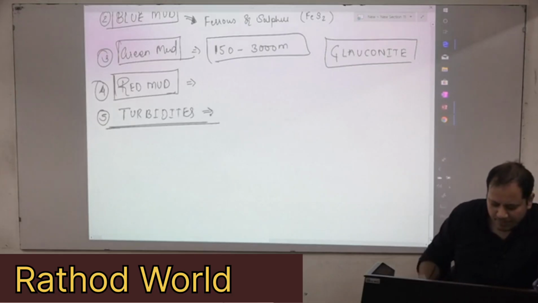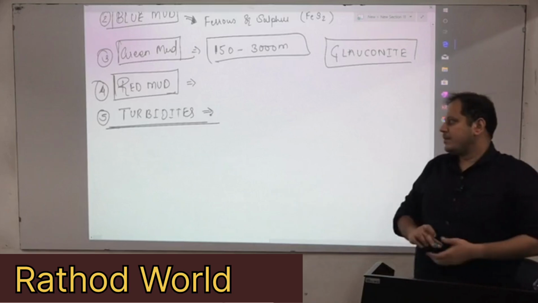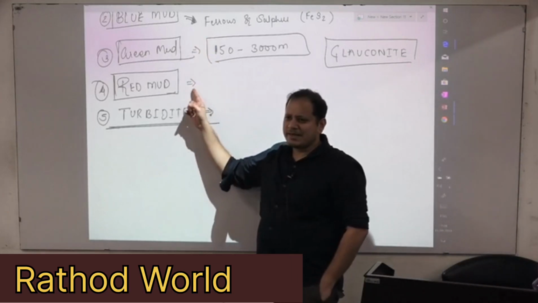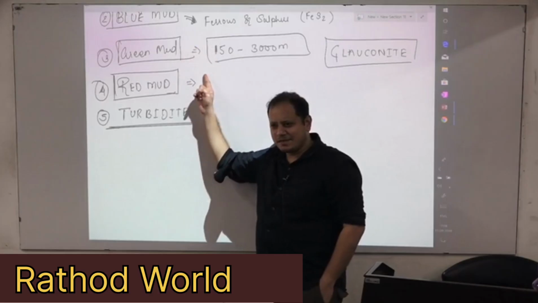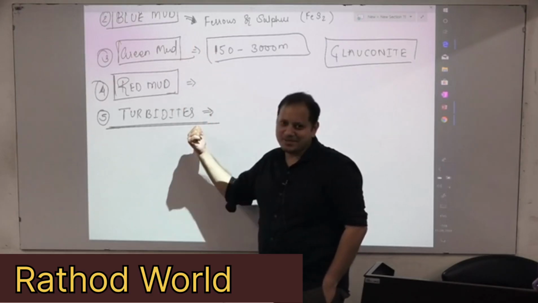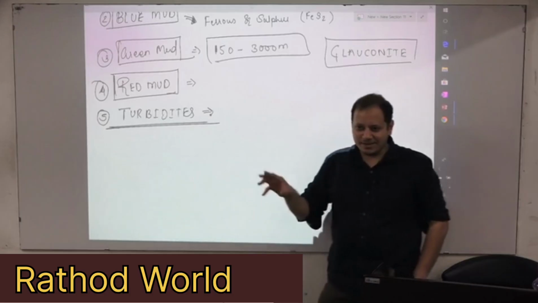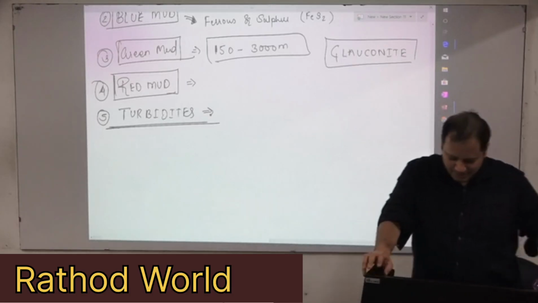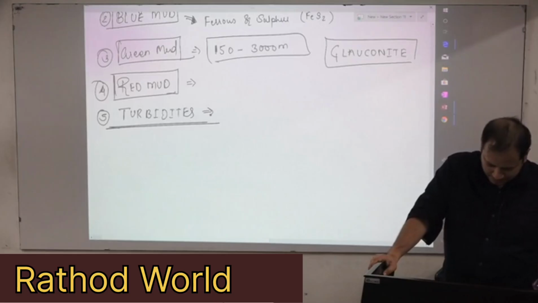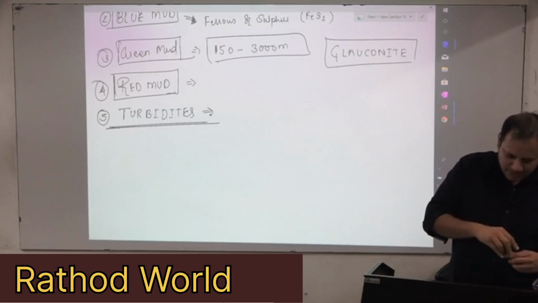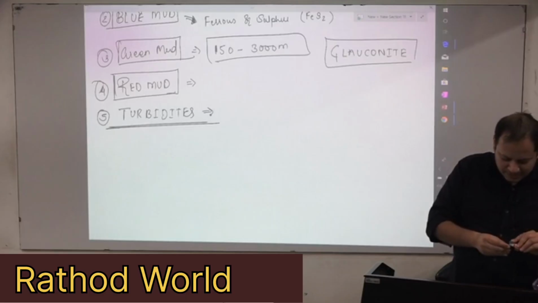Turbidites. ब्लू ग्रीन ये केमिकल वेदरिंग से हुआ या फिजिकल वेदरिंग से हुआ? ये किससे बनेगा? टर्बिडिटी करंट मींस फिजिकल. बस यही फर्क है टेरिजिनियस डिपॉजिट्स में. These are formed due to turbidity current and are examples of clastic sediments.